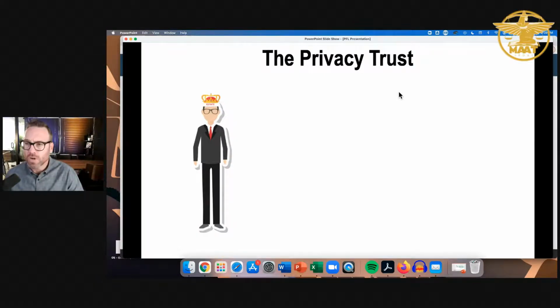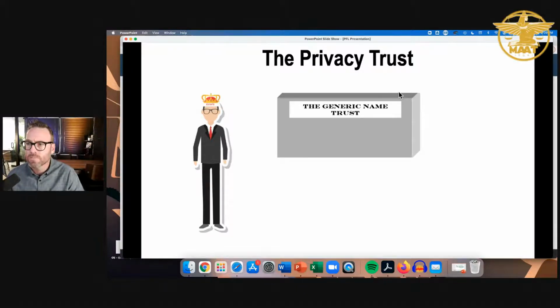The privacy trust is the way to do that. This is a special type of trust. You can give it a generic name, so you don't want to include your name as part of the title of this trust. This example here is just the generic name trust. Not very creative here for Mr. Estate. Generic name trust. So he's the trustor of it, the trust creator, shown by that briefcase. He's the trustee, the one that manages the trust.